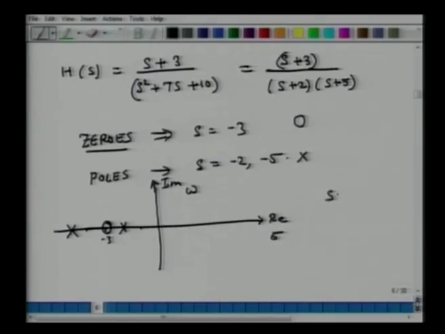So I know that S equals sigma plus j omega. So on the real axis I am plotting sigma, and on the imaginary axis I am plotting omega.